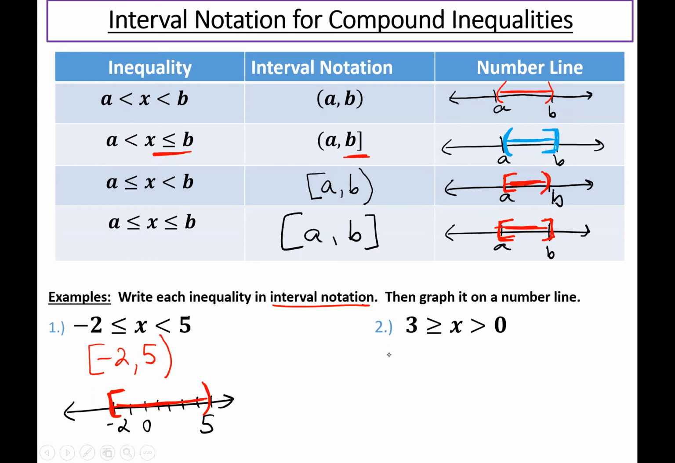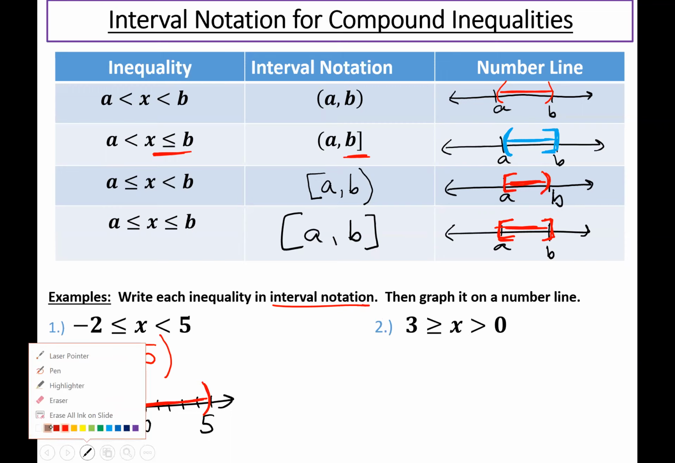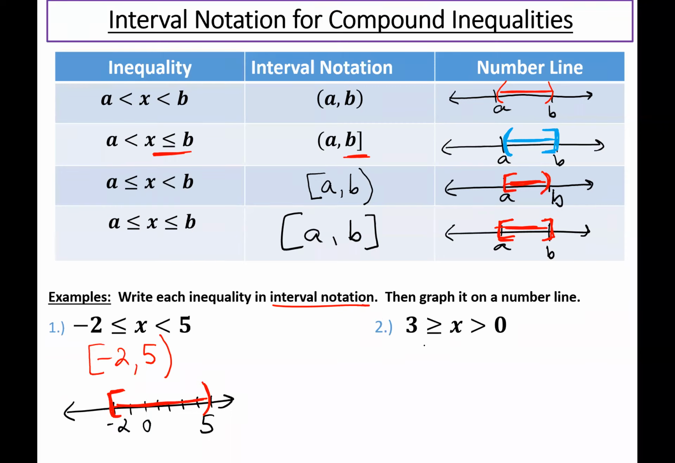All right, next example, number 2. This one's a little trickier, be careful. So it's 3 is greater than or equal to x, and x is greater than 0. Now here's what would sometimes happen for this one. This is wrong, but here's what you might see. Square bracket 3, comma 0, parentheses. This is wrong because it's out of order. 3 is not less than 0. 0 is less than 3.